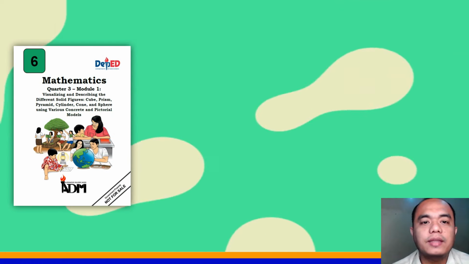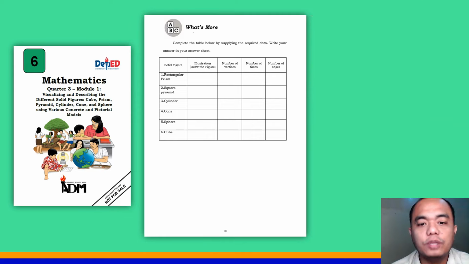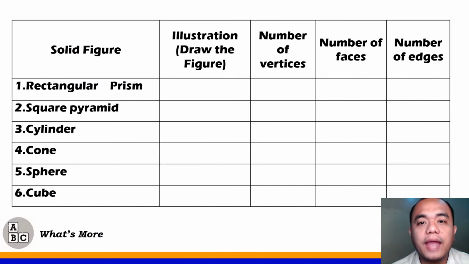Okay, this time, let us all have the What's More part of the module. And this could be found on page 10. Let us complete the table by supplying the required data. Do not write your answer anymore. We will answer it orally. Understood? Let's have the rectangular prism. We will illustrate by drawing the figure. We will identify the number of vertices, and then the number of faces, and the number of edges.